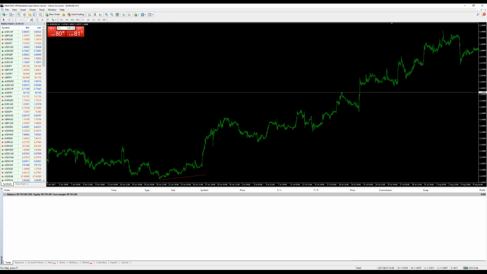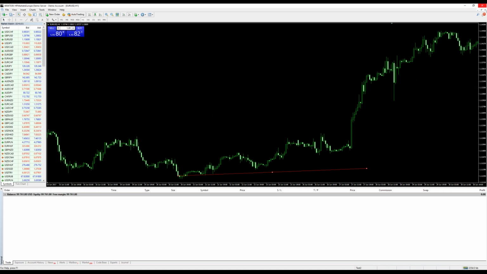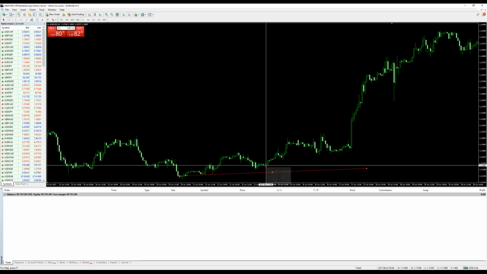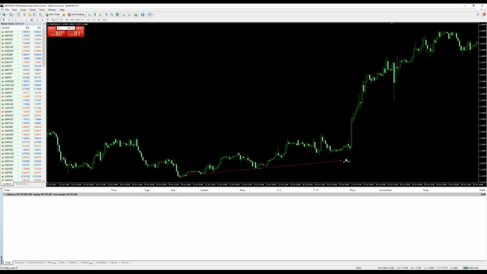3 points, as this is relatively close to each other, let me just zoom in a bit so you can see better. One second. Okay, so as these 2 points are relatively close to each other, I don't consider these being completely different. And what I will do, I will use this point as the very first point.